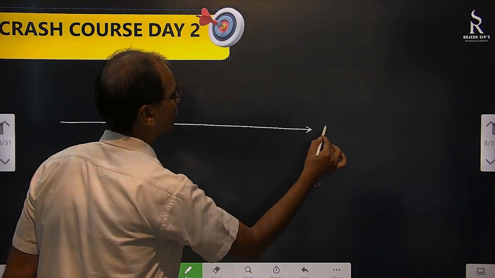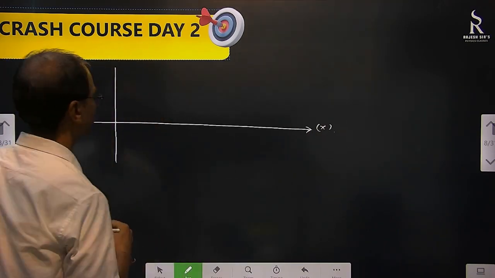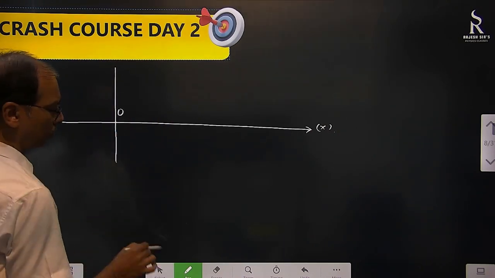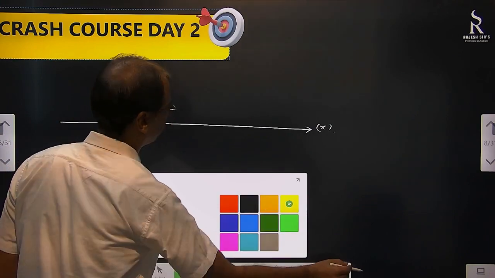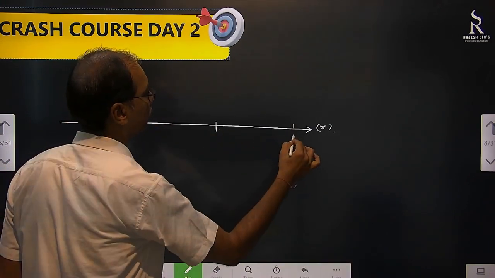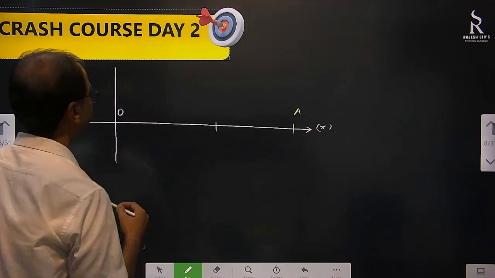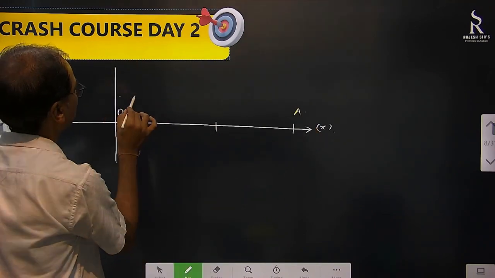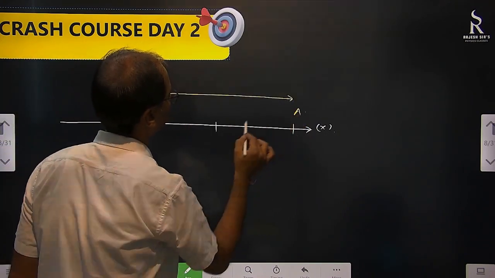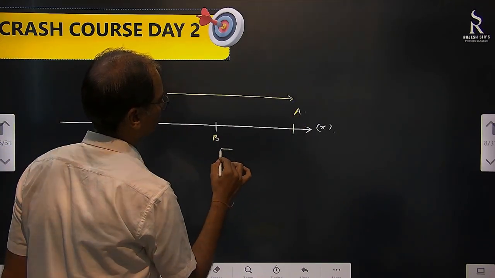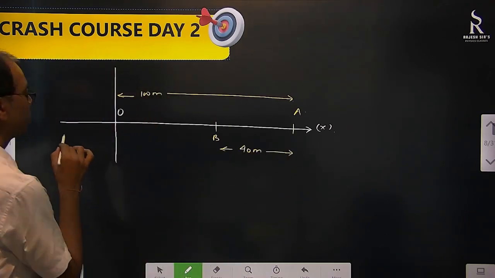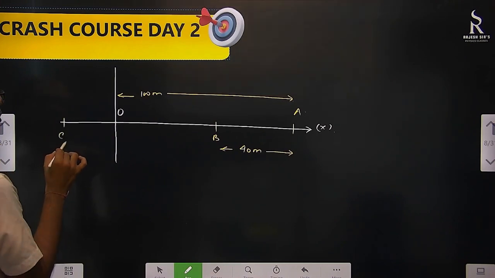Okay, this is along the x-axis. So this point you take as O. So what happened is one particle is moving from O to A. Here you take A. Let's say this is 100 meter. And this point is B. Let's assume this is 40 meter. And this point here is point C, just 20 meter.